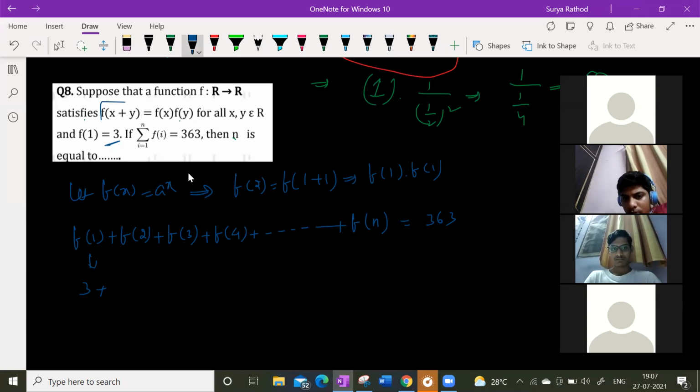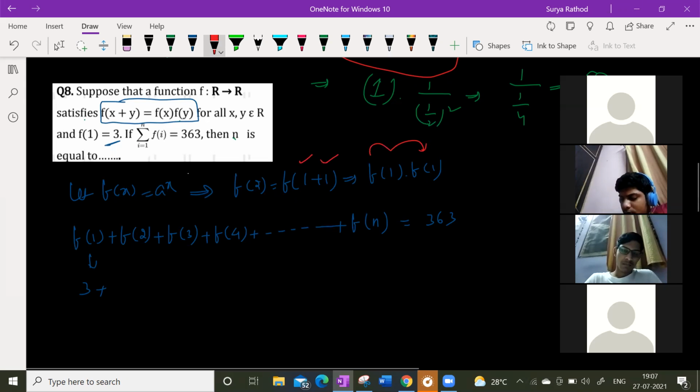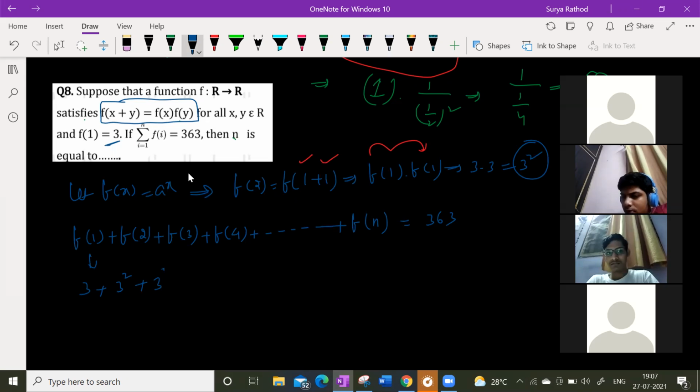See, f of x plus y is equal to f of x into f of y, as given. So if I just make changes, f of x plus y means f of x into f of y as per its condition. Yes or no? Now f of 1 is what? 3 into 3, 3 square. So f of 2 is 3 square. F of 3 is 3 cube. F of 4 is 3 power of 4, till 3 power of n is equal to 363.